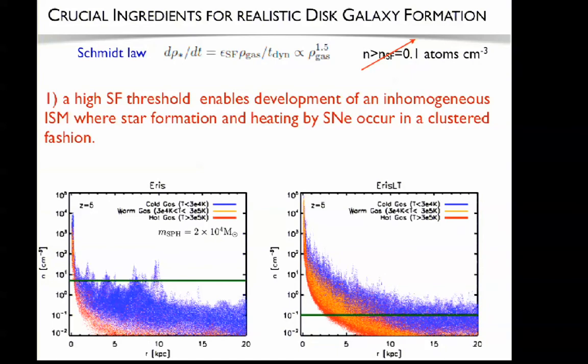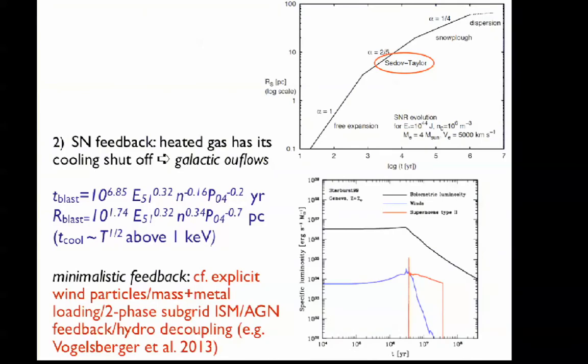So the entire Eris suite of simulations has been running for about 6 million CPU hours, some supercomputer time in the US, some here in Switzerland. What are the secrets to getting decent-looking Milky Way type galaxies? You have to use a high supernova threshold, which enables a star formation threshold, which enables the development of a cluster of gas. And you have to have some recipes to inject energy and create outflows.